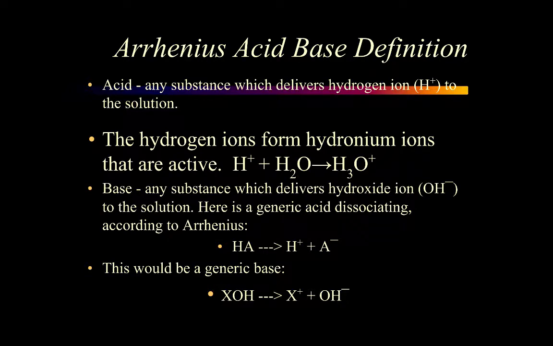So when we talk about bases and acids, we have a couple of different definitions. Arrhenius came up with an acid-base definition. Basically, he says that an acid is any substance that gives away a hydrogen ion to solution. These combine with the water in the solution to form a hydronium ion, which is H3O+. So an example of an Arrhenius base would be anything that would donate that H+.